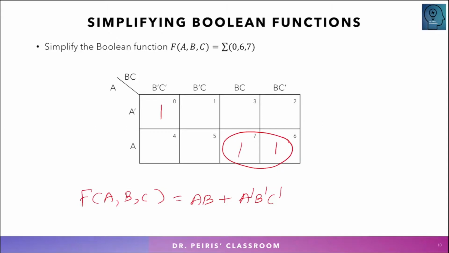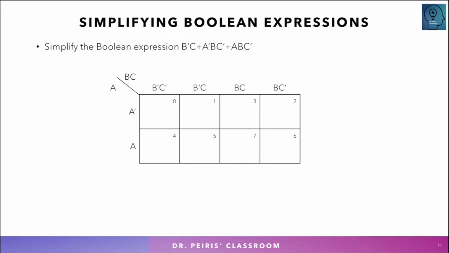Make sure that you write that down in the final expression. Now let's see how we simplify Boolean expressions, which means your question is in terms of variables. It doesn't directly give you the minterms. If there are no minterms given, how do we find these? How do we draw this on a K-map and then do the grouping?